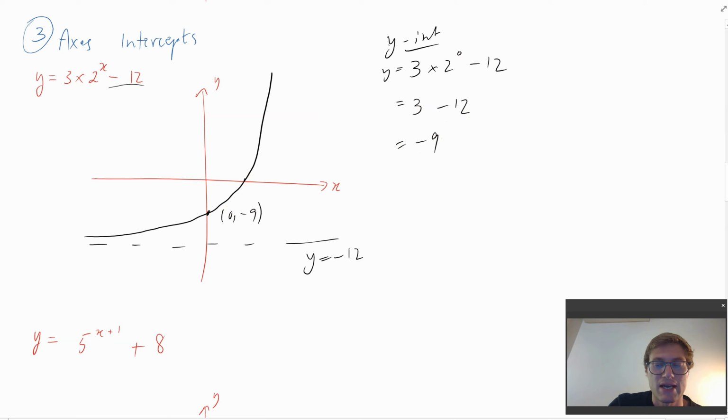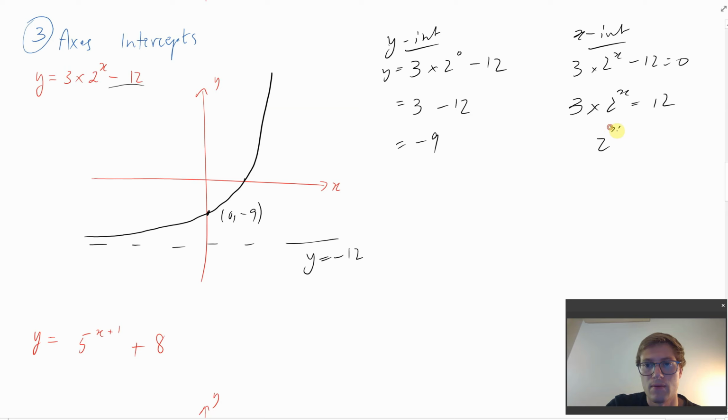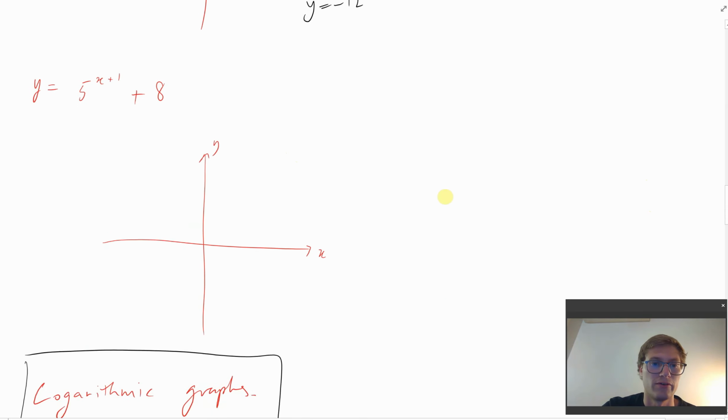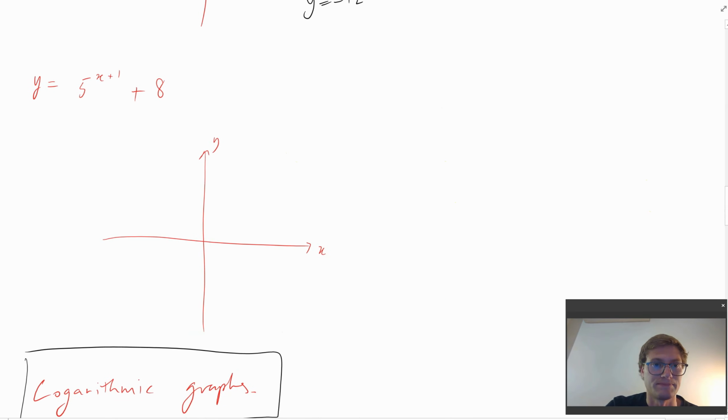You can see that there's an x-intercept as well, so we'd better calculate that. Of course, make y 0. And so you can see here that we have an x value of 2. And so this point must be (2, 0). Fabulous. Okay, well let's move on to this one here.